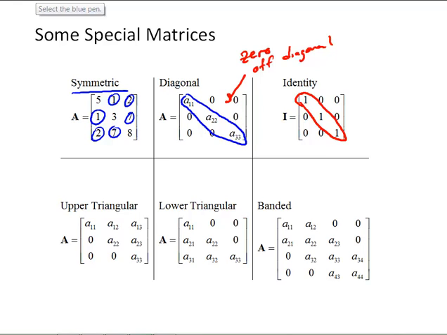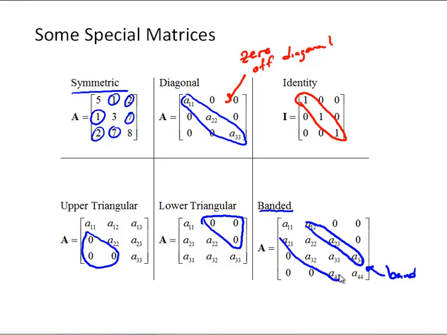We can also have an upper triangular matrix, which consists of all zeros below the diagonal, and a lower triangular matrix, which consists of all zeros above the diagonal. Lastly, we can talk about banded matrices, and that's where we have a diagonal plus one or more bands on either side of the diagonal. In this example, this would be a tri-diagonal matrix.